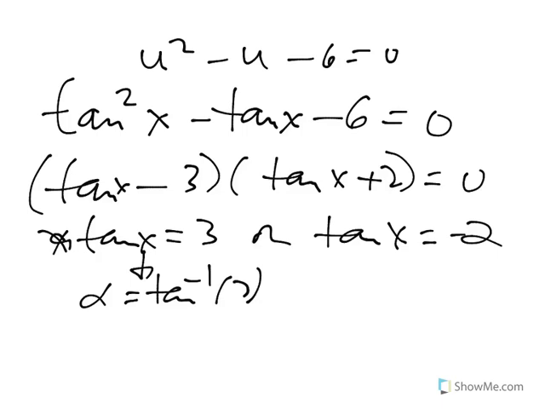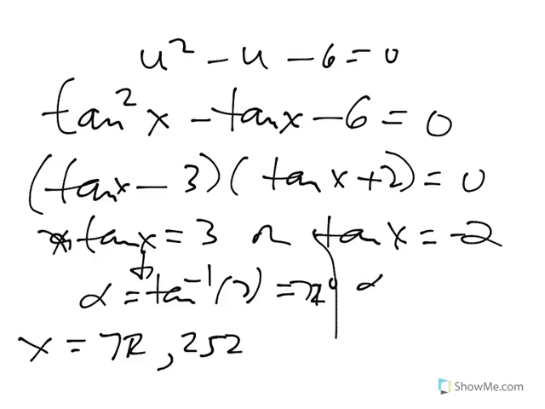Tan inverse of 3 is 71 degrees. Tangent's positive in quadrants 1 and 3, so I have a 71, or 72 degrees actually, or quadrant 3, which is 180 plus 72, which is 252. But that's only two of the answers.